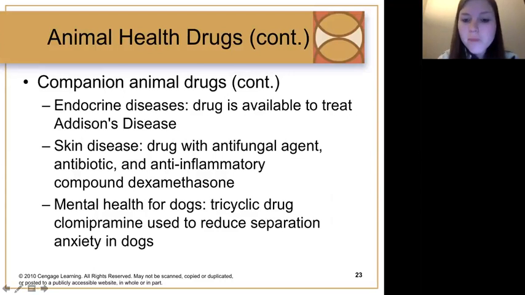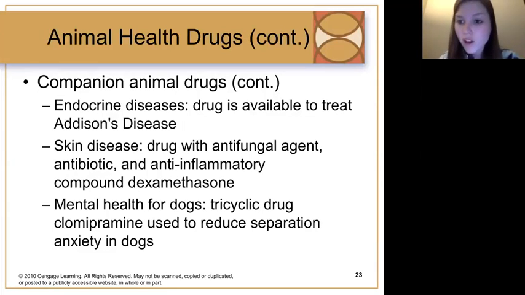Other companion animal drugs that are available are for endocrine diseases. So there's a drug that's available to treat Addison's disease, which right now I cannot remember exactly what Addison's disease is. For skin diseases, there are antifungal agents, antibiotics, and anti-inflammatories.